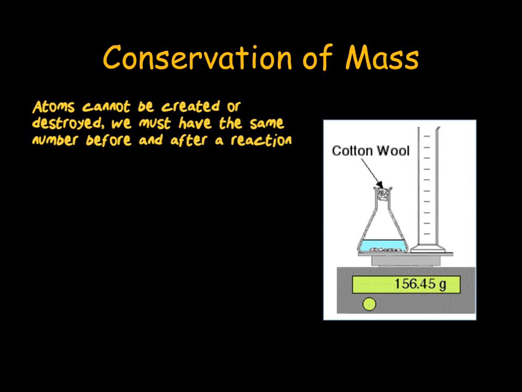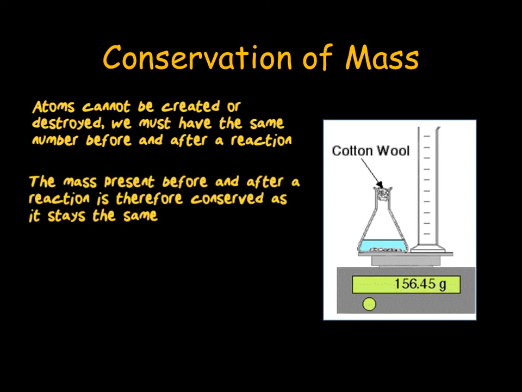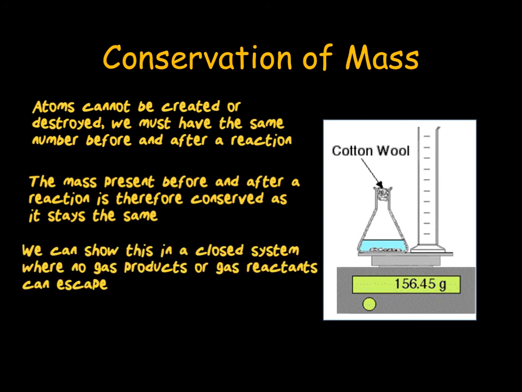A good way to measure this is to carry out an experiment in a closed system. This just means that the system has a lid on the top, or in this case cotton wool, to prevent gas from escaping. In this reaction, we have hydrochloric acid and calcium carbonate chips. When these two react, we see effervescence or fizzing, and we get the formation of calcium chloride, which will still be in solution, we get water, and we get carbon dioxide.